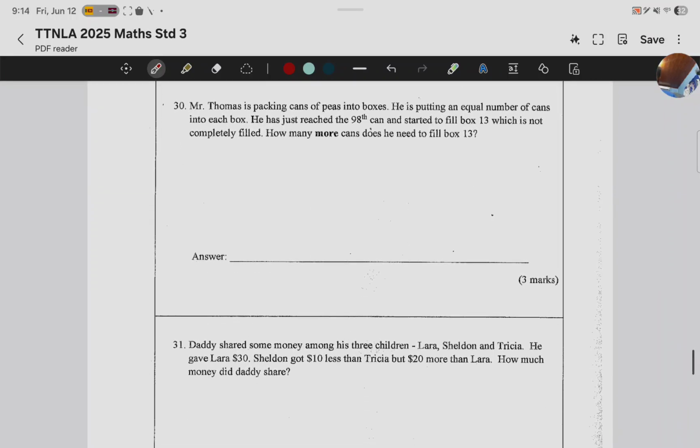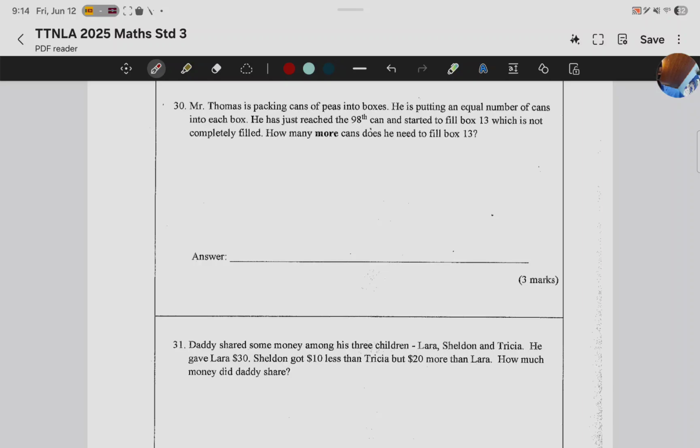Mr. Thomas is packing cans of peas into boxes. He is putting an equal number of cans into each box. He has just reached the 98th can and started to fill box 13, which is not completely filled. How many more cans does he need to fill box 13? So he is filling cans and he reached on box 13, but box 13 is not full.